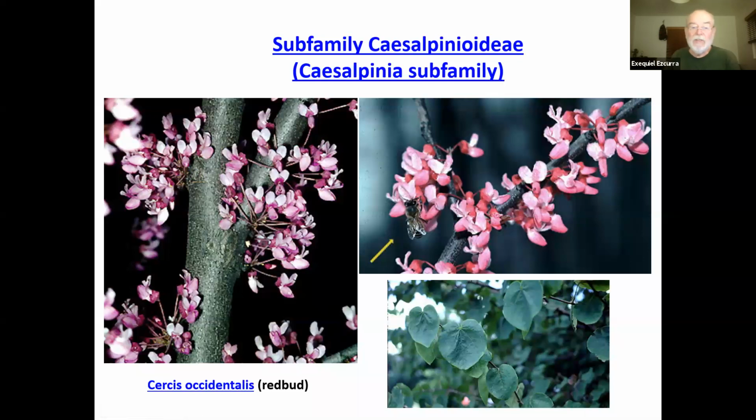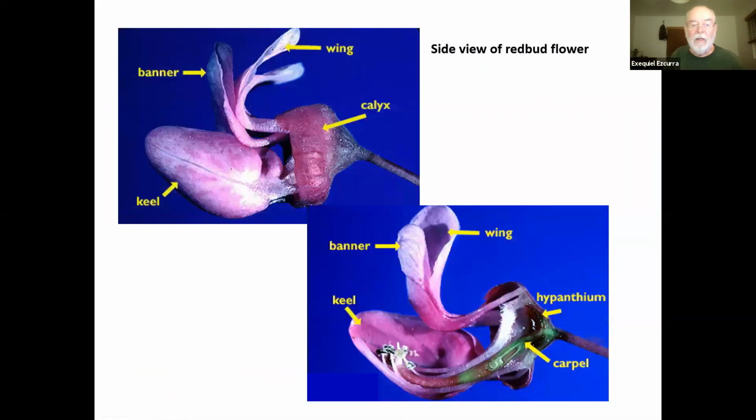In the subfamily Cisalpinoideae, we have the redbud, Cercis occidentalis, very common in the California mountains. If you go in spring to the sequoia forests in the high Sierras, you will see them all over the place. They're small trees that are the first to flower. As soon as the freezing temperatures decrease, they flower immediately. You can see here the flower of the redbud.